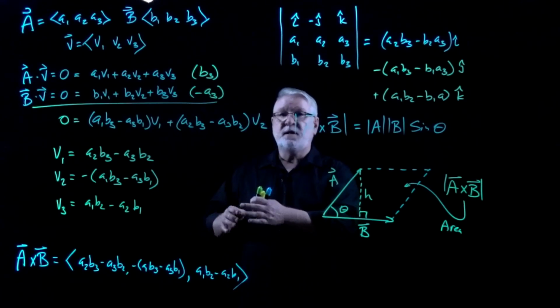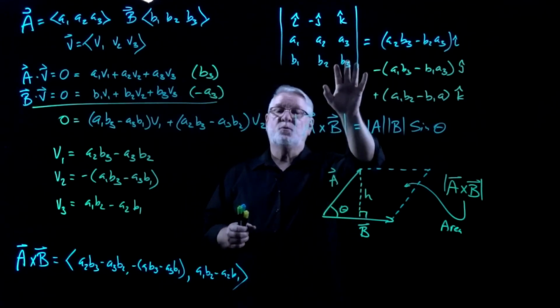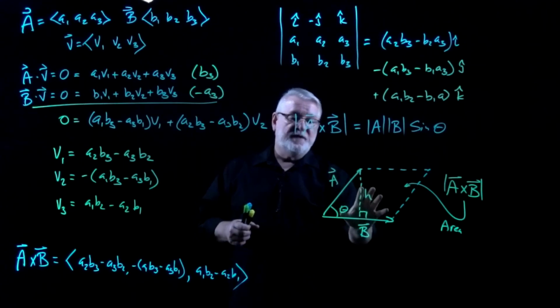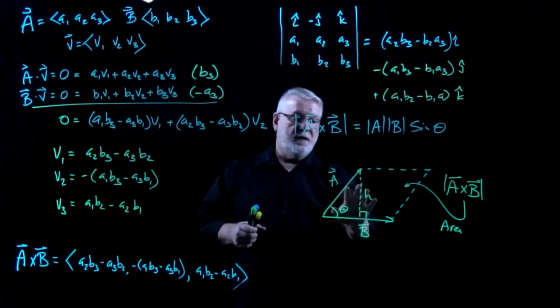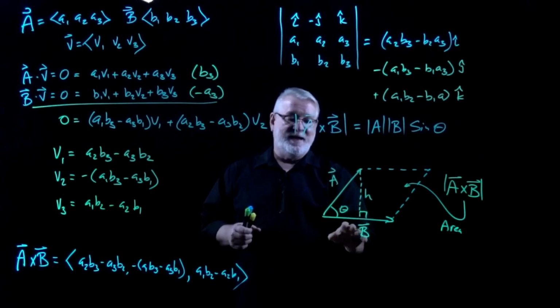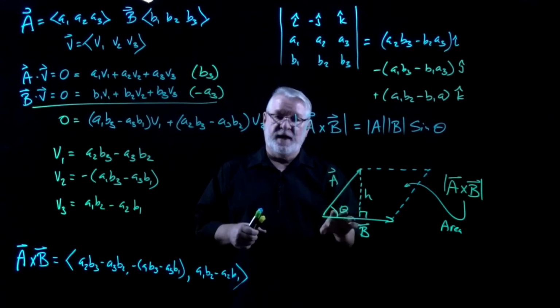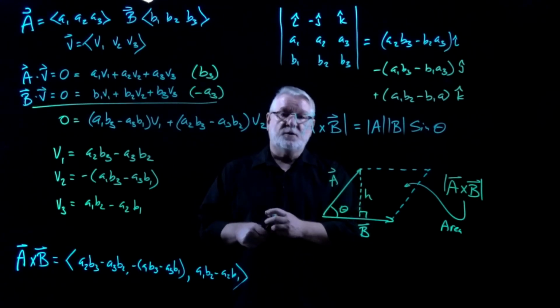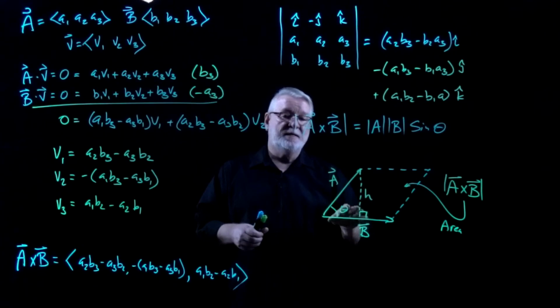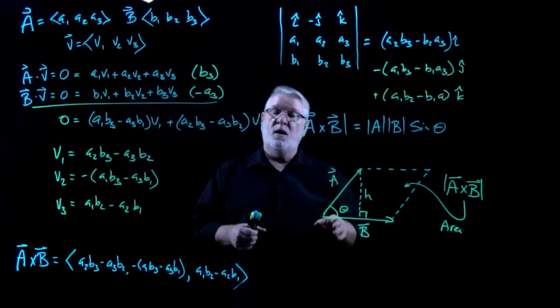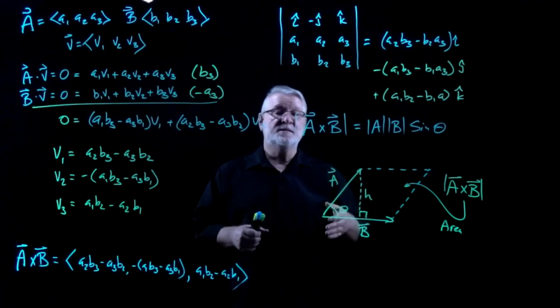Well, there's the cross product. There's how to calculate it, a mnemonic device that helps you remember it, and then one of its applications, that it finds the area of a parallelogram defined by the two vectors. We'll talk more about the cross product as we engage in our next two lessons on three-dimensional planes and lines.